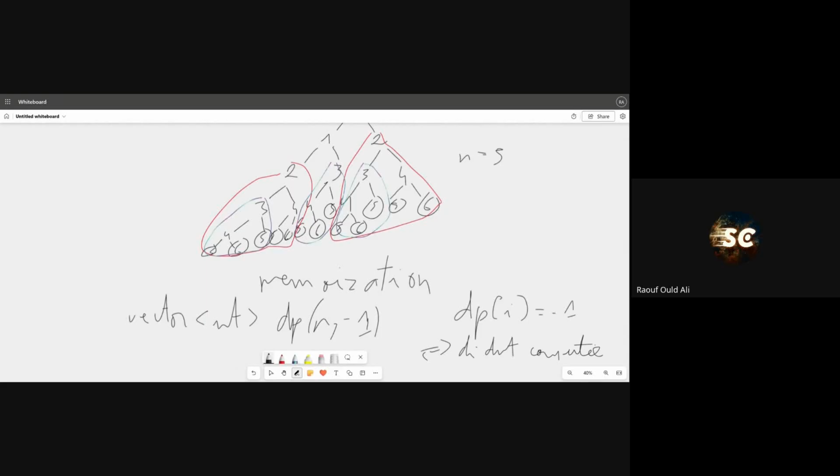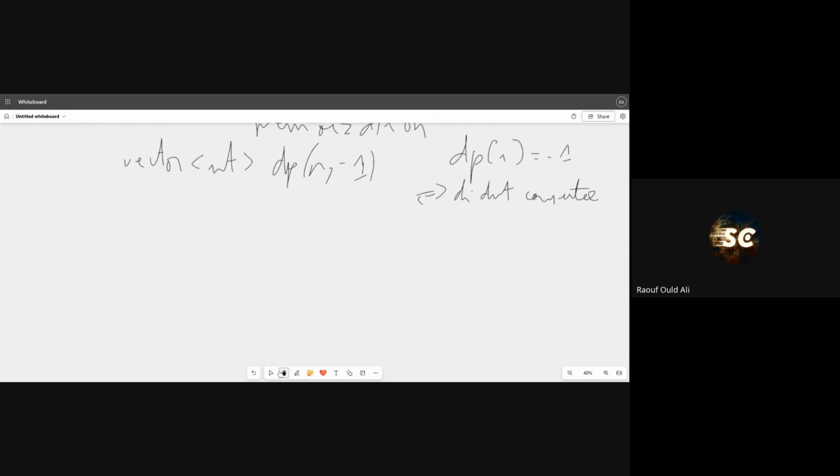Now, in our code, what we will do, f of index. Now, if index is equal to n return 1, if the index is greater than n, we return 0.